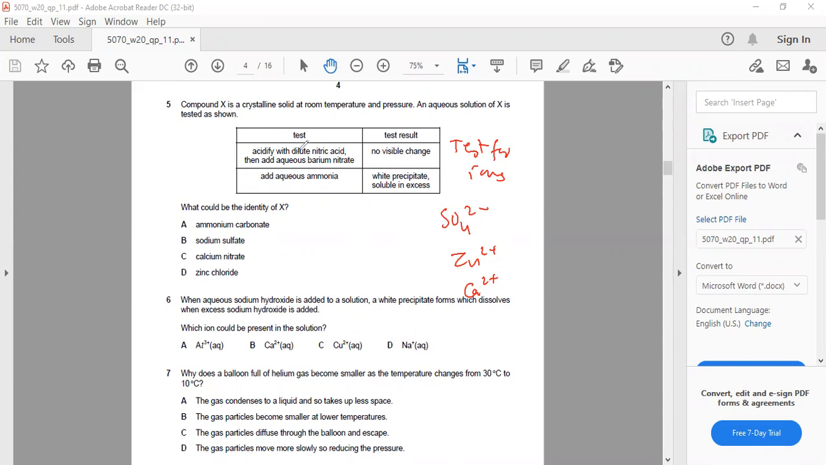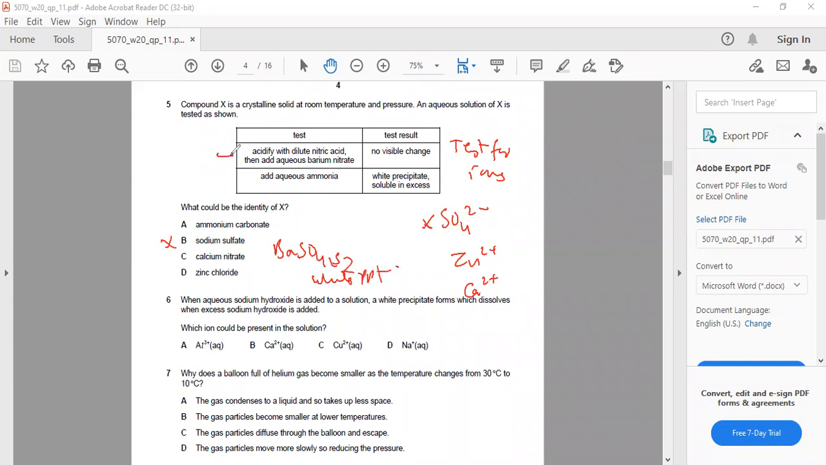The test is given: acidify with dilute nitric acid and aqueous barium nitrate. The result is no visible change. If there is no visible change, which ion is not possible? It means sulfate is not possible. Why? Because barium sulfate is a white solid. A white precipitate should be formed.